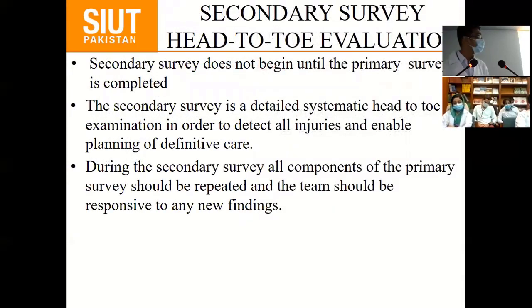Now, after primary survey, secondary survey should be started. It will include head-to-toe evaluation. Secondary survey does not begin until the primary survey is completed. Secondary survey is a detailed systematic head-to-toe examination in order to detect all injuries and enable the planning of definitive care. During secondary survey, all components of primary survey should be repeated and the team should be responsive to any new findings.